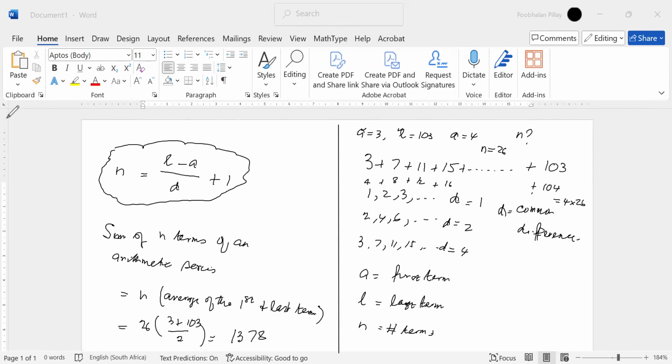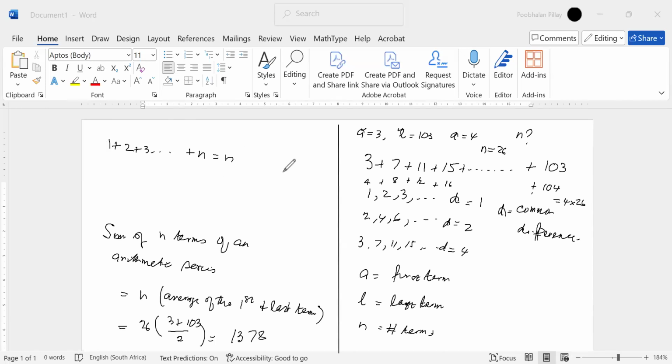Now, let's apply what we just said to the simple formula here. 1 plus 2 plus 3 plus n. How many terms have you got here? N terms, you can see it, multiplied by the average of the first and the last terms. That's 1 plus n divided by 2. And that's exactly what we had, the n into n plus 1 over 2. So you can apply what I just told you here. The sum of this is n times the average of the first and the last terms.